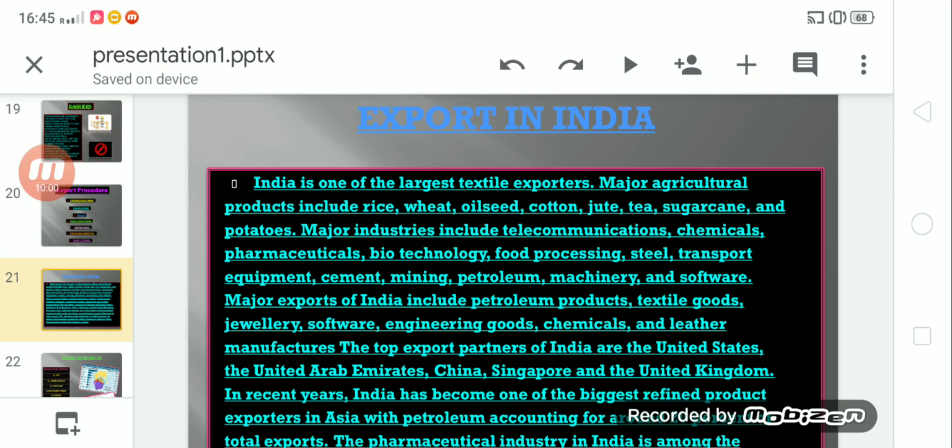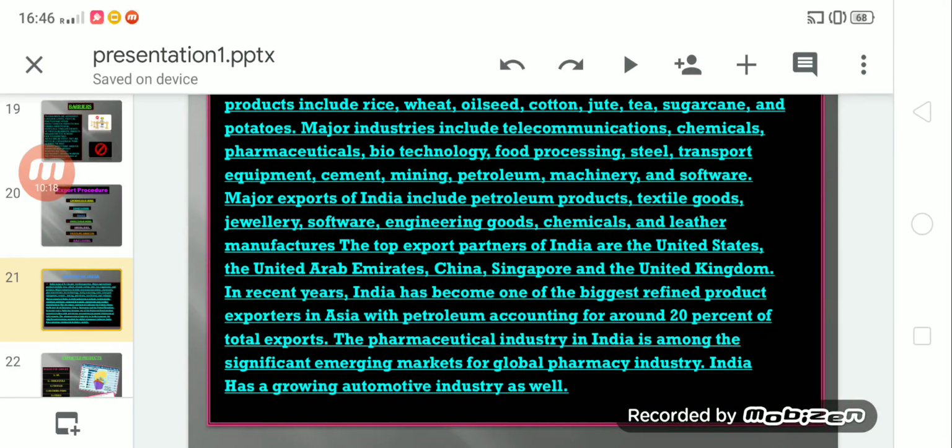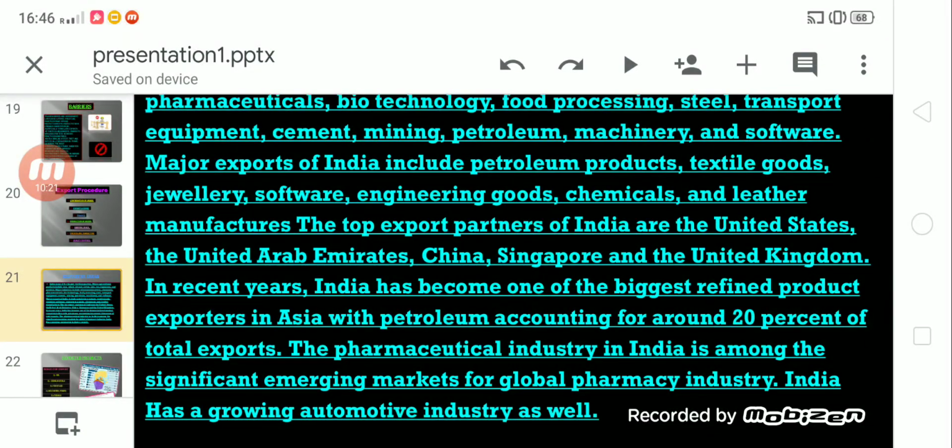Major exports of India include petroleum products, textile goods, jewelry, software, engineering goods, chemicals, and leather manufacture. The top export partners of India are the United States, the United Arab Emirates, China, Singapore, and the United Kingdom. In recent years, India has become one of the biggest refined product exporters in Asia, with petroleum accounting for around 20% of total exports. The pharmaceutical industry in India is among the significant emerging markets for the global pharmacy industry. India has a growing automotive industry as well.